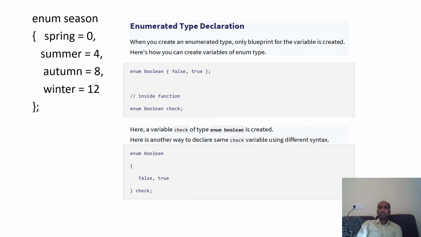You can write in the following format also: enum boolean like a structure. You write curly braces, then false, comma, true, then close, and then you can define the variable of the enum, and then put a semicolon. What you generally do inside a structure, you can write the same way in enumeration also.